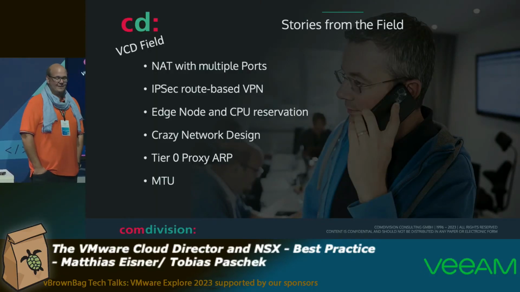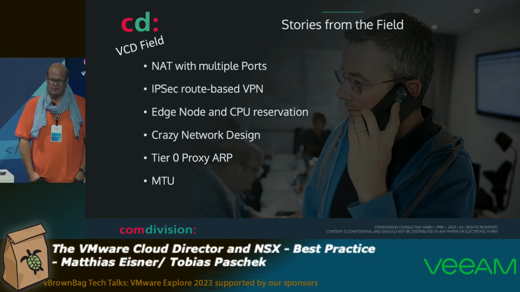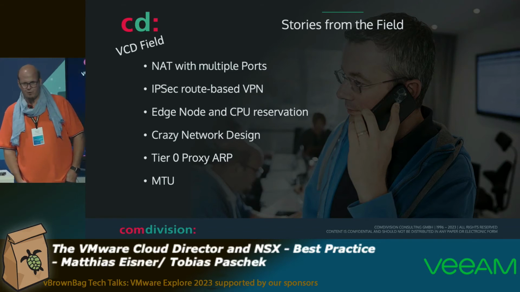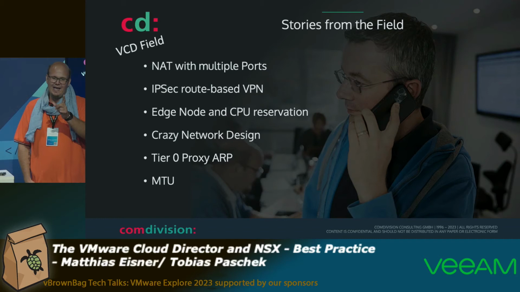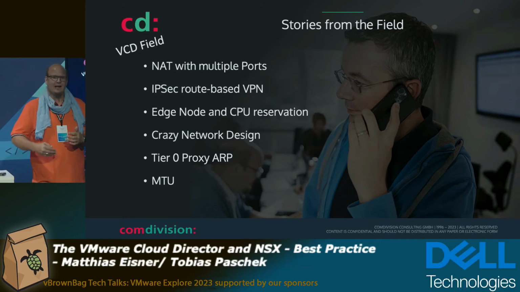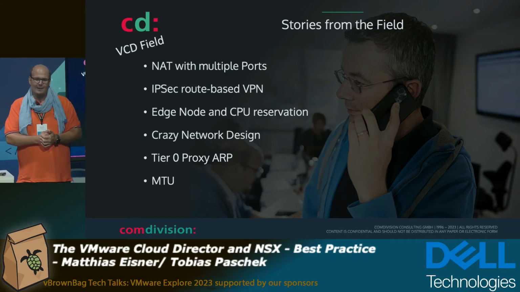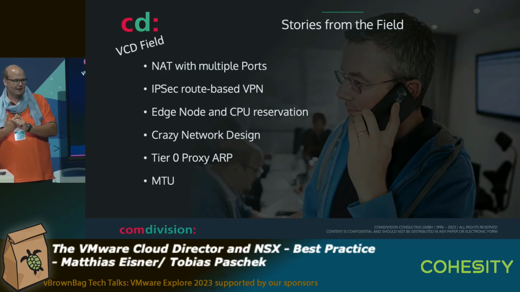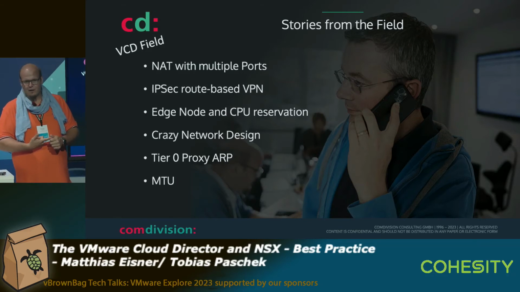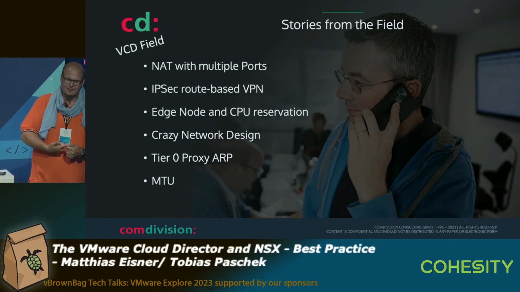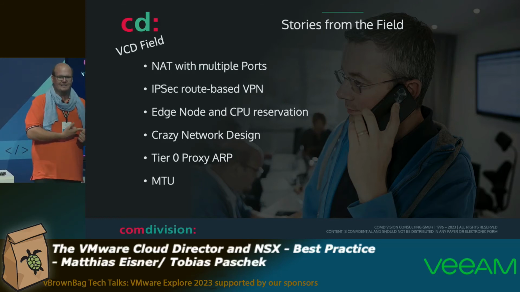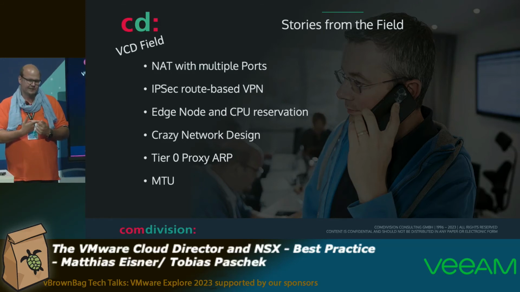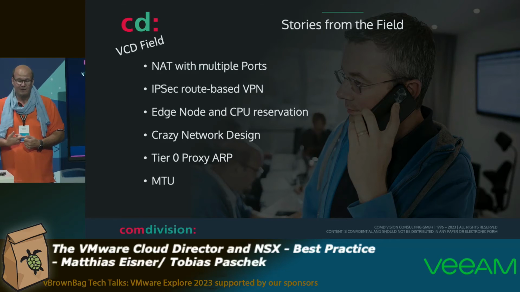IPsec route-based VPN is on the roadmap, but still not supported on a Tier 1 gateway. If you have customers heavily relying on IPsec route-based VPN, the only option is to go with a dedicated tier 0 or with a VRF tier 0. Since version 4 of NSX, we now have the possibility to utilize IPsec route-based VPN on a tier 0 active deployment as well, because this has been introduced with NSX-4.